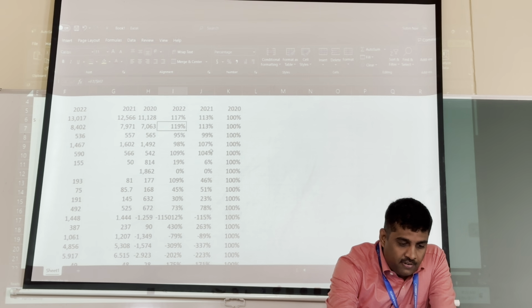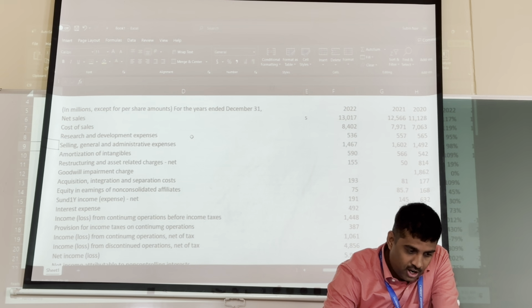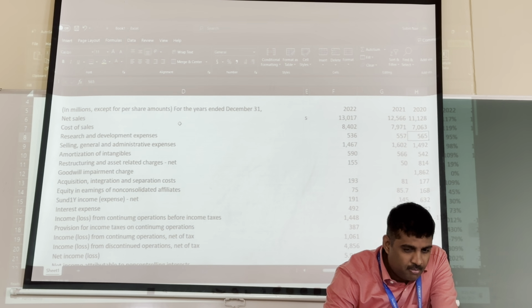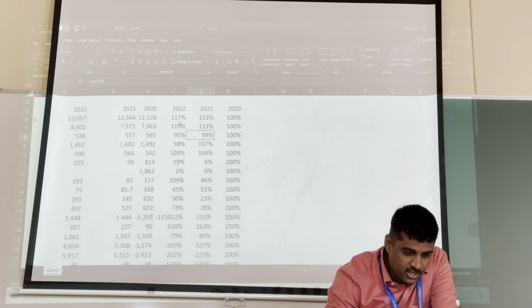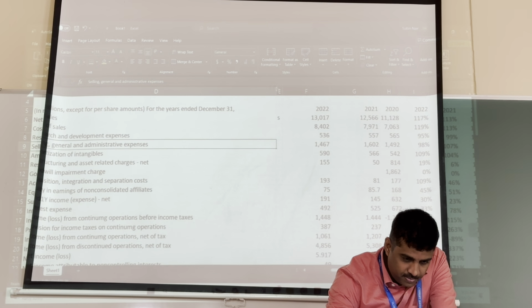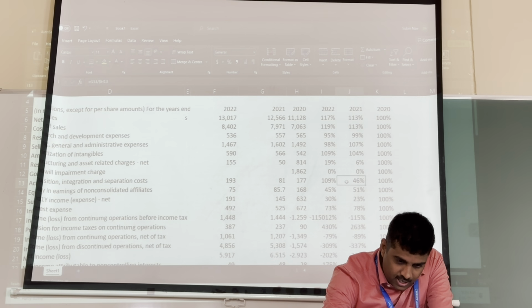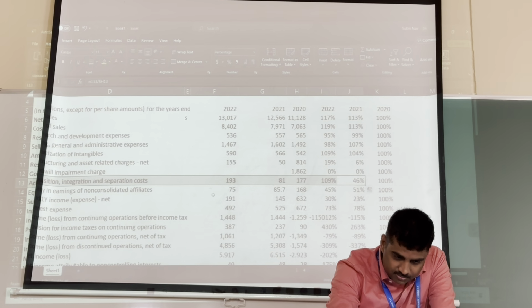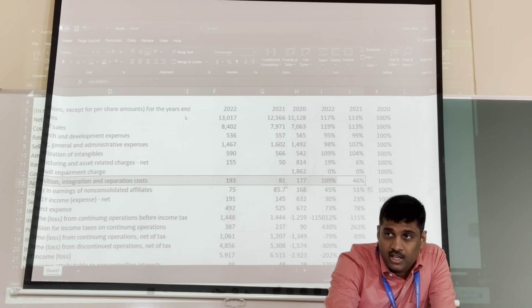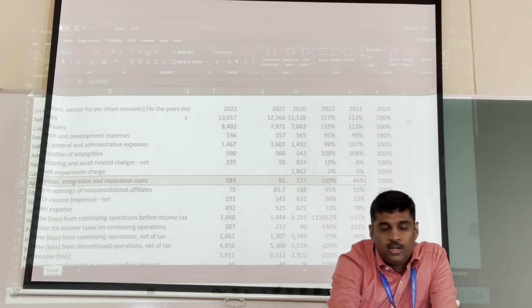Then, if you look into the other aspects, what are the figures which have gone down? R&D marginally went down 5%. Then other expenses. The biggest change here is acquisition, integration and separation cost. By the way, this company is DuPont.